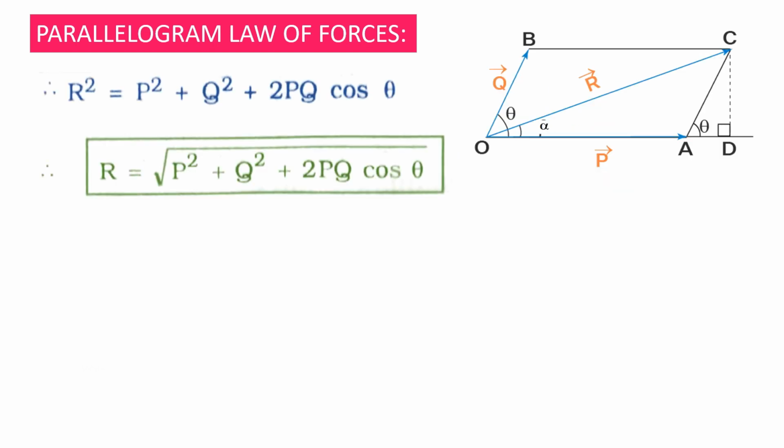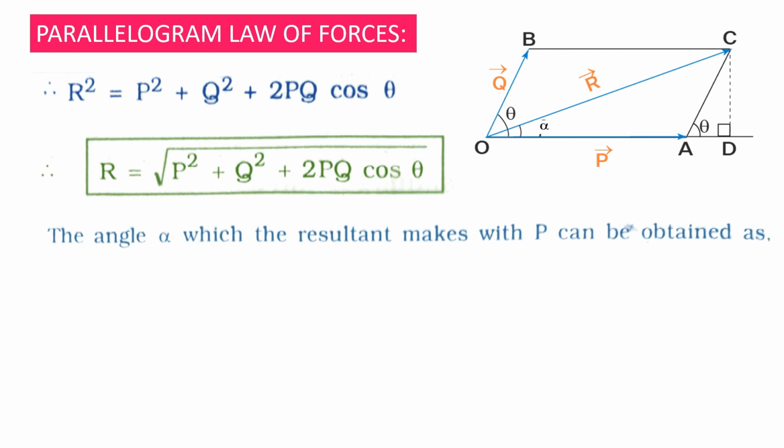So this is the equation of R square. So R equals under root of P square plus Q square plus 2PQ cos theta. This is the equation of resultant. Whenever two forces are given and they intersect at point O, their resultant will pass through the diagonal of the parallelogram.